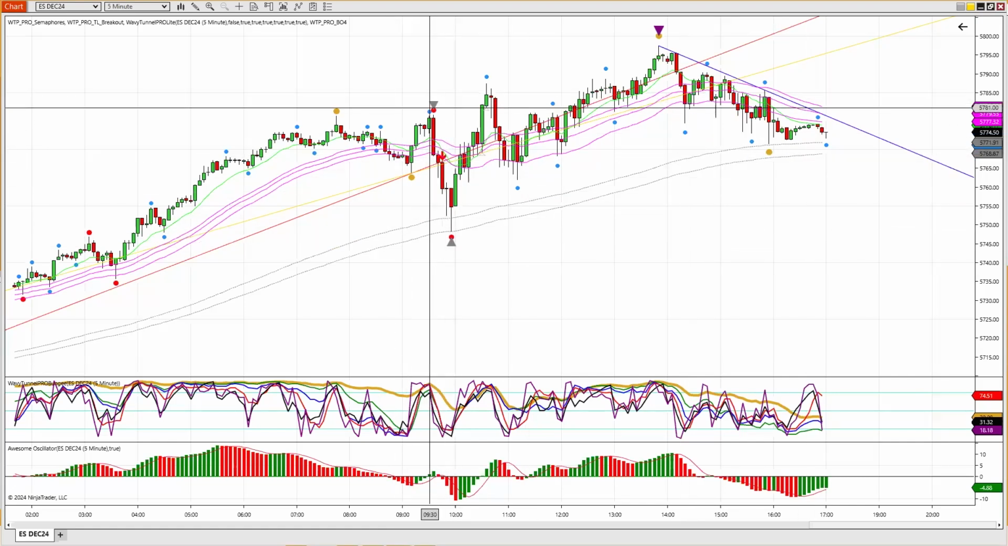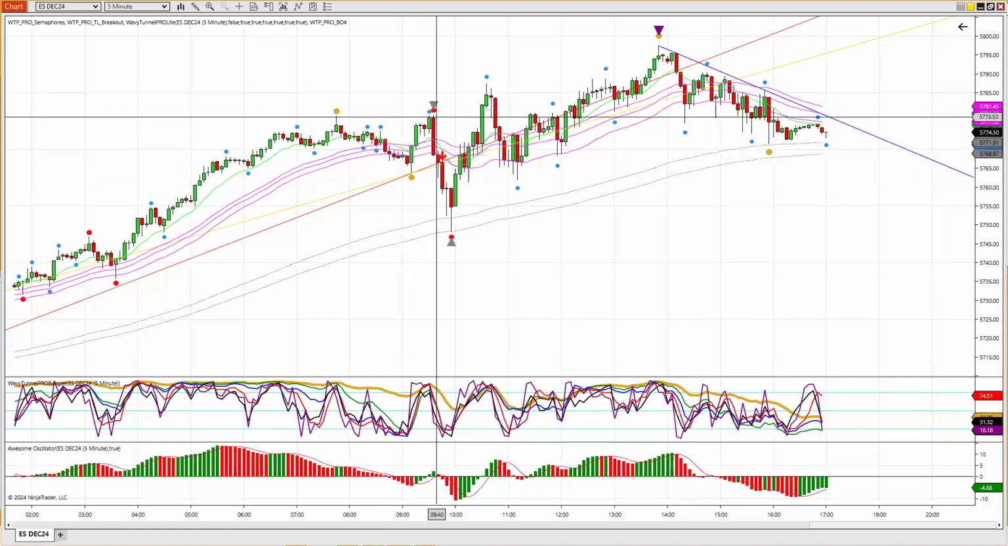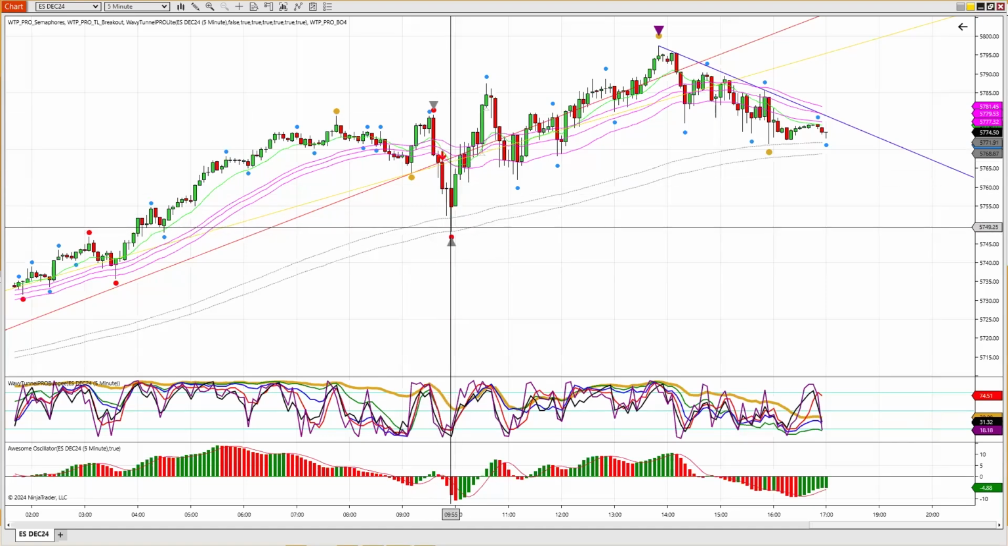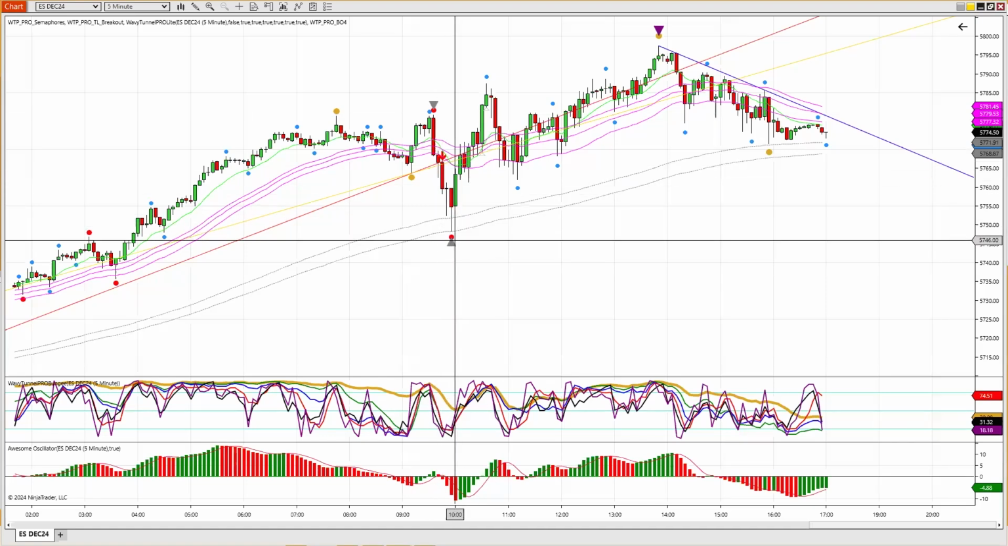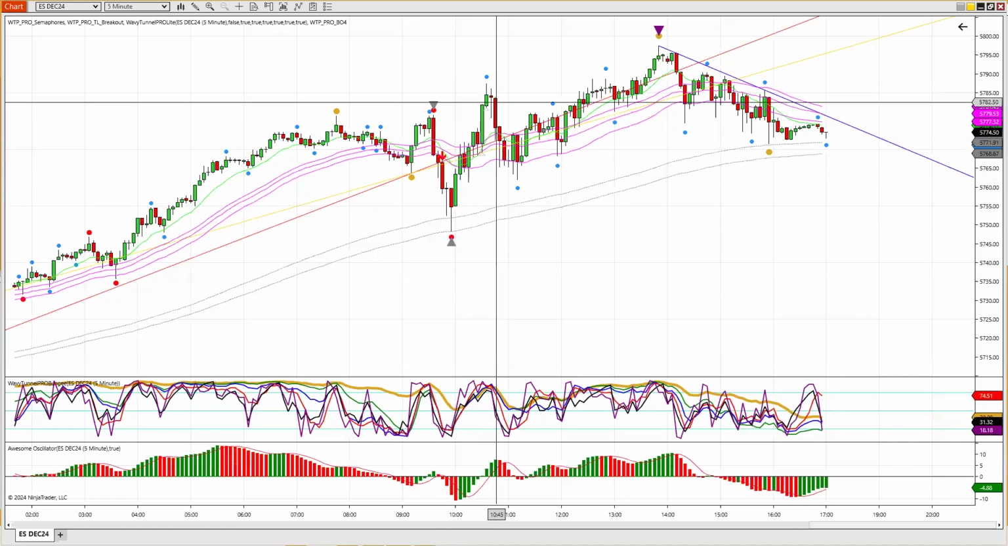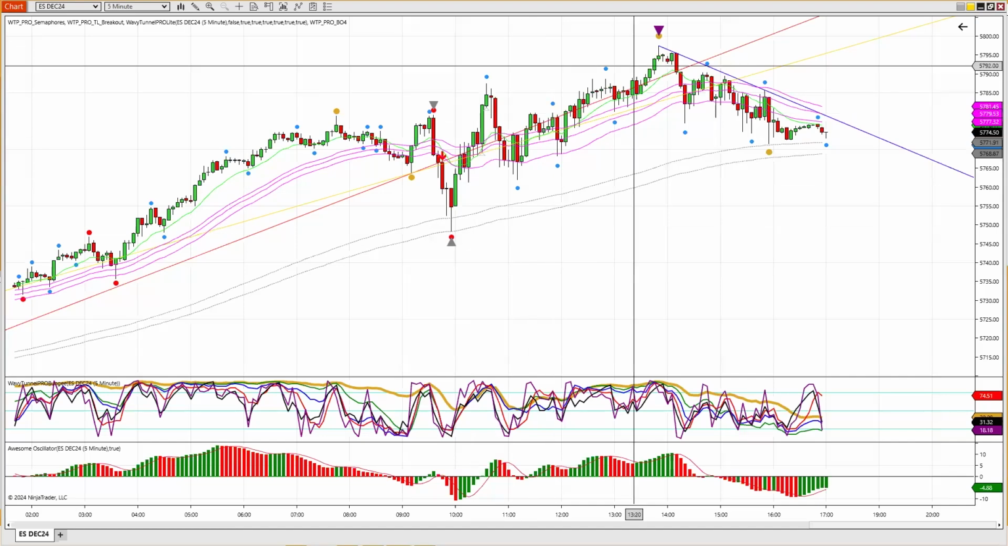Now look what we have back here. We had a purple arrow up here, and then we had a strong move down, this is at the market open, right into this tunnel, and we got the gray arrow. And then what happened? That's when we had the strong move up.